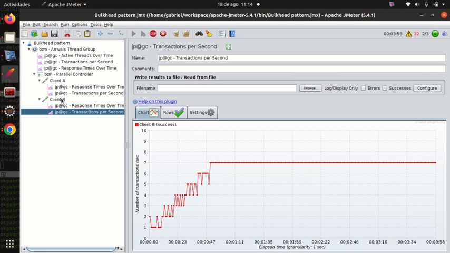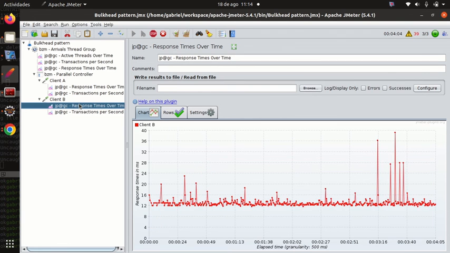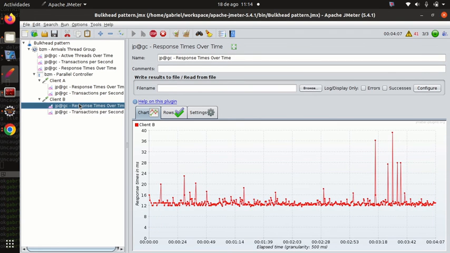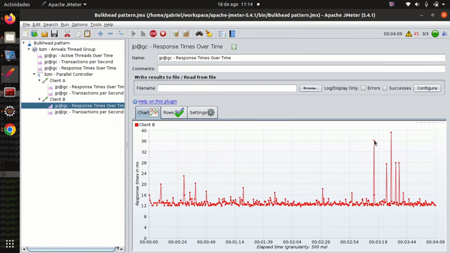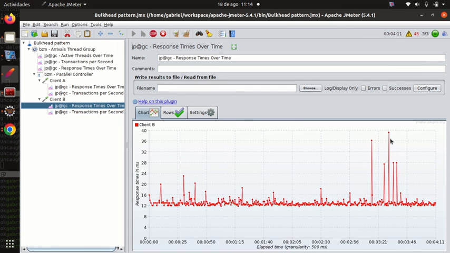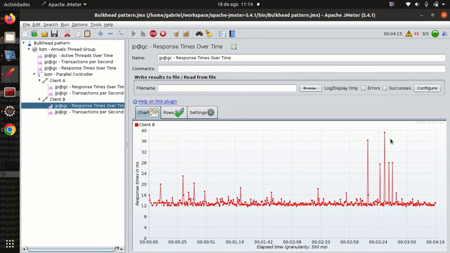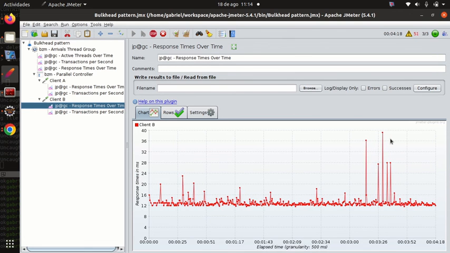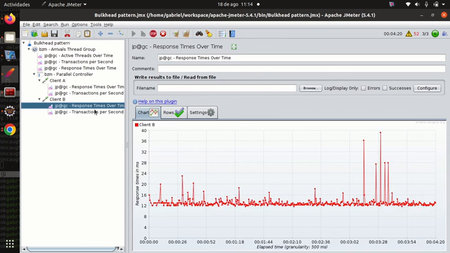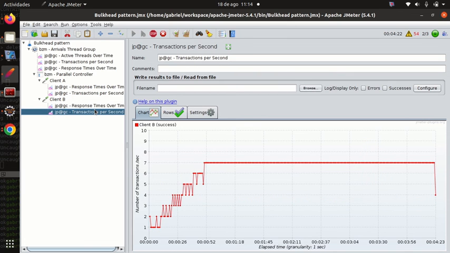Okay, client B is working very well. It's processing 7 transactions per second, and the response time is very constant. We know that these peak values are probably due to the computer's CPU high work, but we can say that client B is not affected by the problem in service 2.